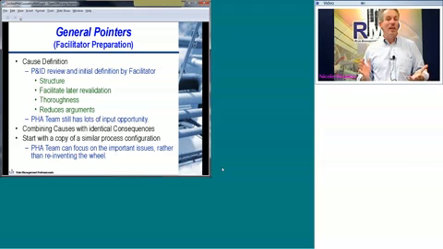You want to make sure that the PHA team knows that they've got a lot of opportunity for defining those causes. I already talked about combining causes with identical consequences. That's a big time saver. It helps the team focus, and it gets a more thorough job done in most cases.